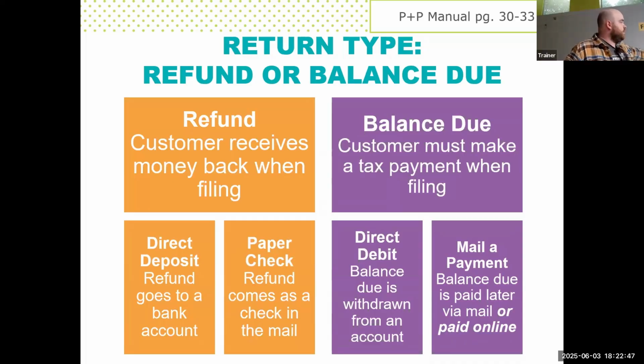So it'll be e-file, direct deposit; e-file, paper check; e-file, direct debit; paper file, direct debit. You can write your account on the paper filing. E-file, but mail a payment, right? And we're going to have to select these for both the state and the federal return. Any questions so far? We will cover that. And yes.